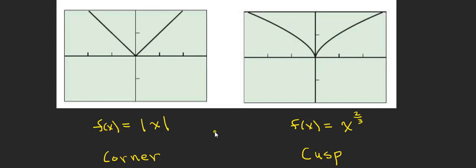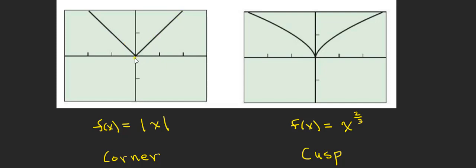So let's take a look at the first 2 cases. The first case is when you have a corner. So let's look at the graph of f of x equals absolute value of x. Notice that the function is continuous, meaning that you could draw the line without lifting your pencil.